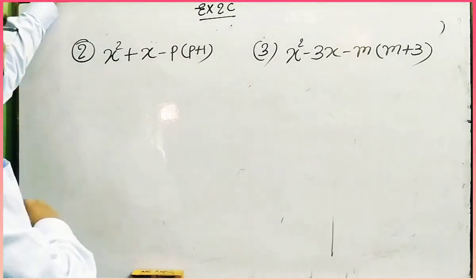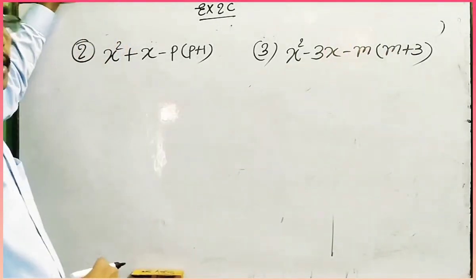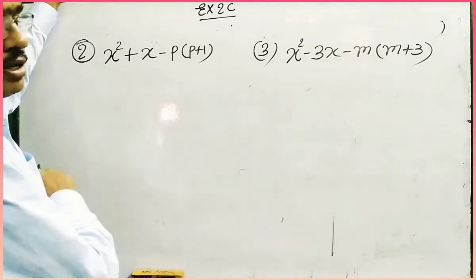Now, questions 2 and 3 of exercise 2C: x square plus x minus p into p plus 1, and next x square minus 3x minus m into m plus 3. You have to find the zeros.